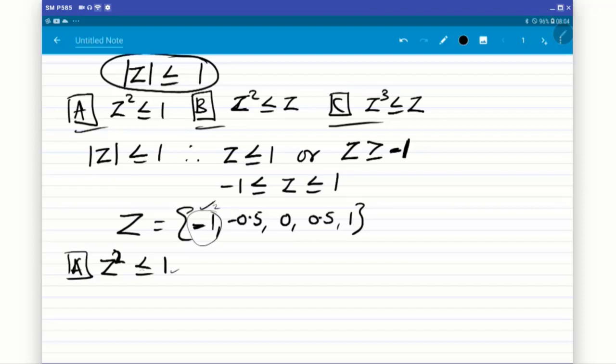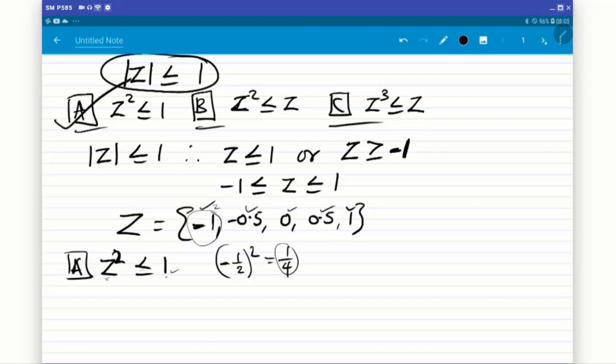Minus 0.5 squared, let me turn it to a fraction, minus half squared, which is 1 over 4. 1 over 4 less than 1, true. 0 squared, of course, will give us 0, true. 0.5 squared, of course, that's also 1 over 4, true. 1 squared, of course, is equal to 1. True. So definitely our A will always be true.